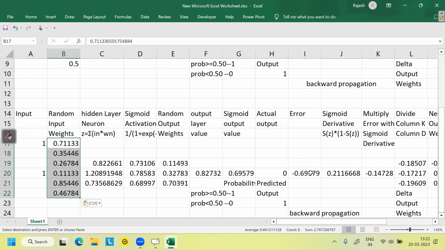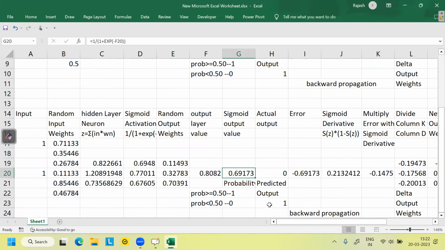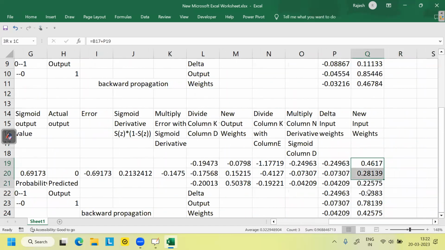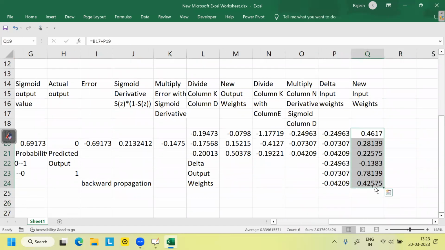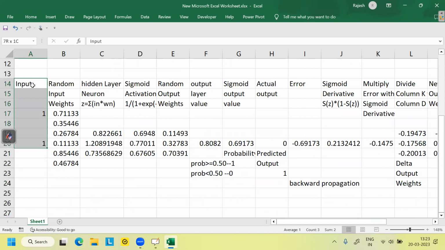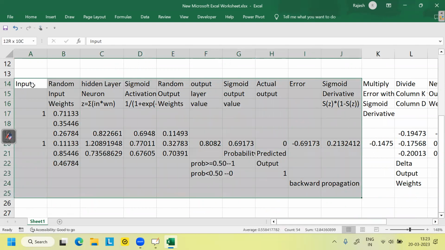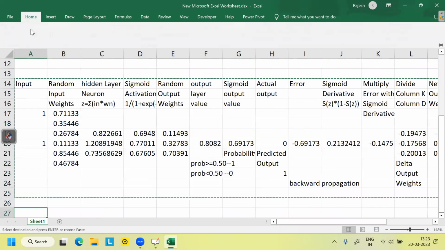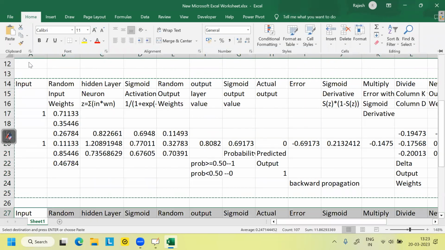Now we got the probability of 0.69173. Error has reduced from 0.77 to 0.69. Now again, new output weights are calculated and new input weights are automatically calculated. So I will copy the second iteration calculation again, Control C. Give a row gap, paste special formulas and number formatting.